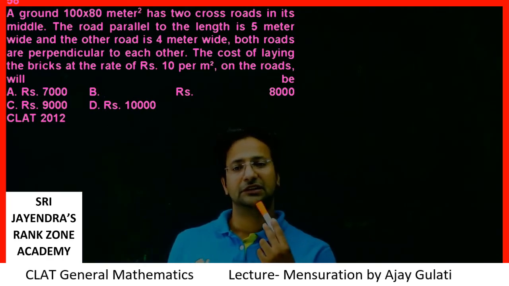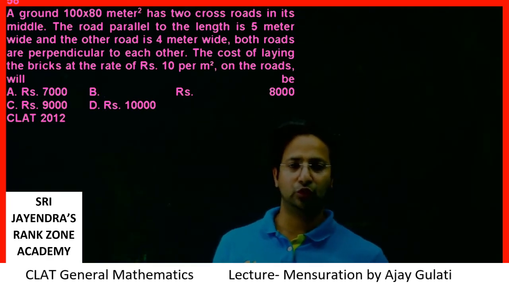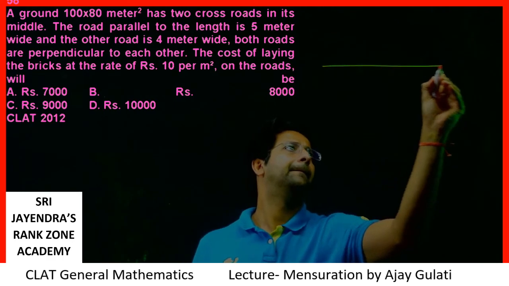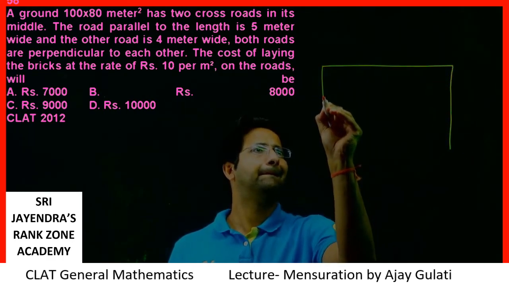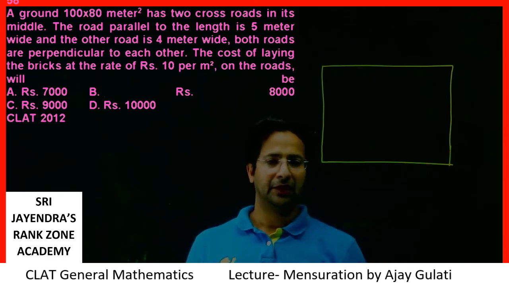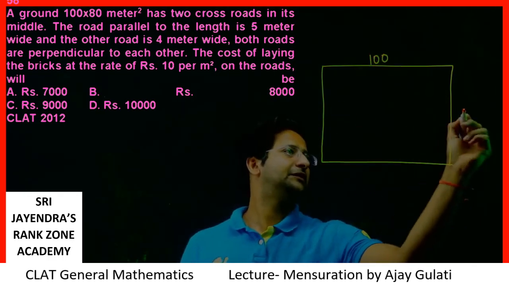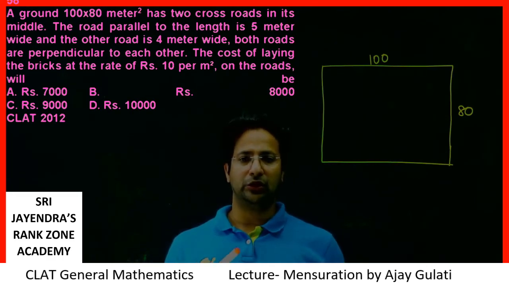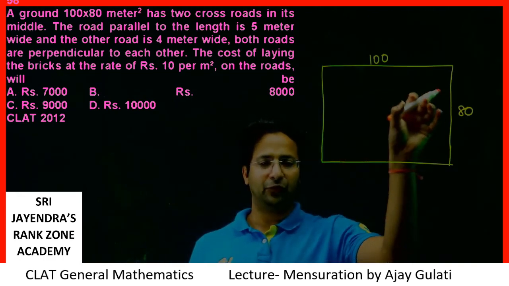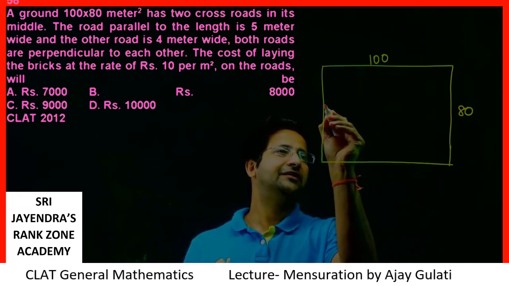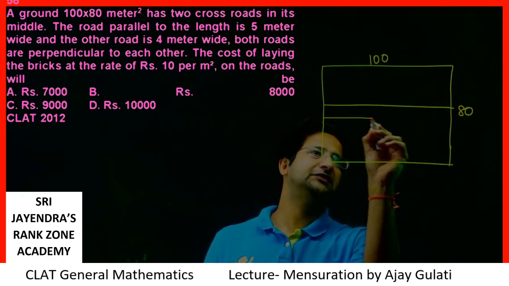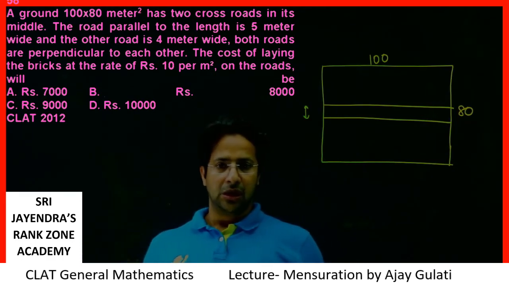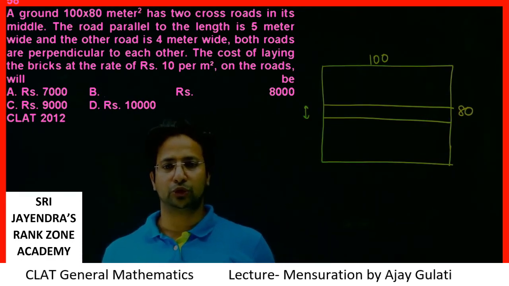Next question, dear students. A ground 100 into 80 meter has two cross roads in the middle. First of all, this is a ground. Let's say I start from here. 100. This is 80. The road parallel to the length is 5 meters wide. See, we have two roads in the middle. One road is like this. The thickness of this is 5 meter. And the other road is 4 meter wide. Both roads are perpendicular to each other.